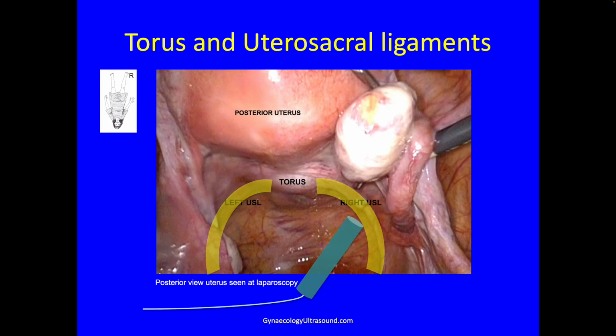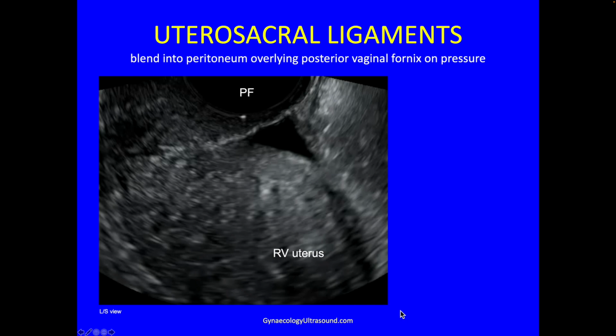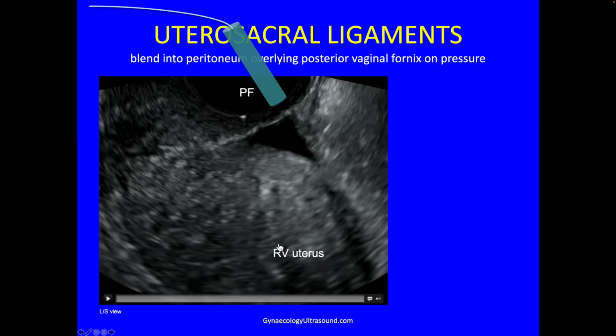Another interesting thing to think about is that we've looked at the torus now and at the ligaments in the view I just described, but when you've got the TV probe in the vagina, which is just in front of this tissue here, of course, you could stretch the uterosacral ligament over the top of your probe. So this is what that would look like. If I've got my probe in the vagina, this is a retroverted uterus. The internal os is here, the torus is here. This is a nice bit of free fluid.